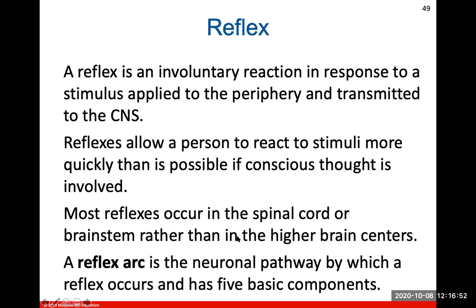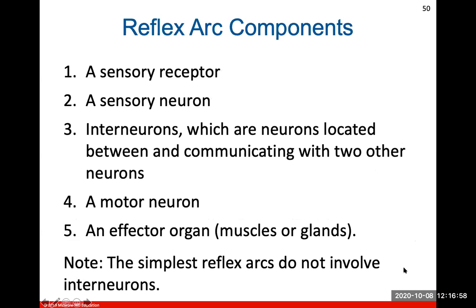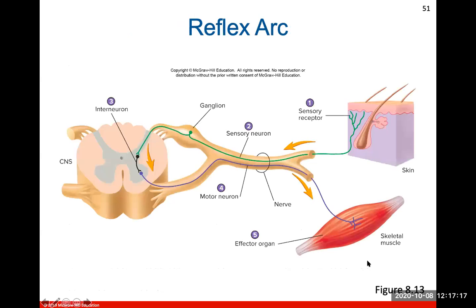And a reflex arc is the neuronal pathway by which a reflex occurs, and it has 5 basic components: a sensory receptor, a sensory neuron, interneurons, which are the mediators between the sensory and motor neurons. It'll include a motor neuron and then some sort of effector. And the simplest reflex arcs will not even involve interneurons. So, probably the best example of this, and again, a reflex arc is a way for your body to perform some sort of immediate motor response to some sort of stimuli.